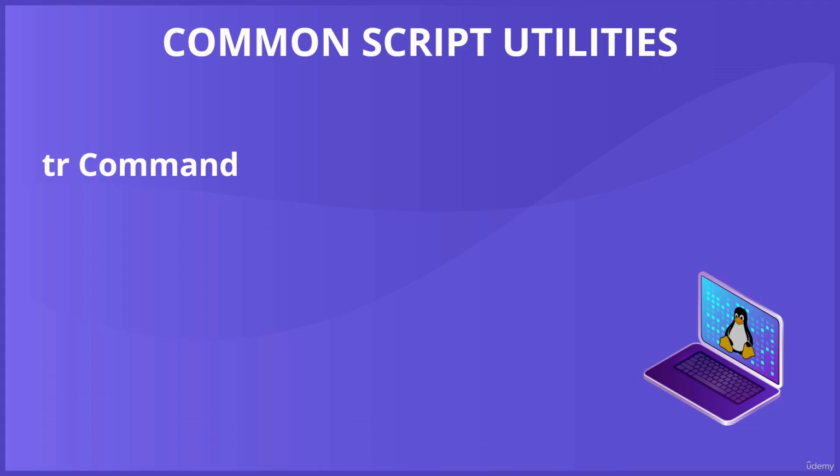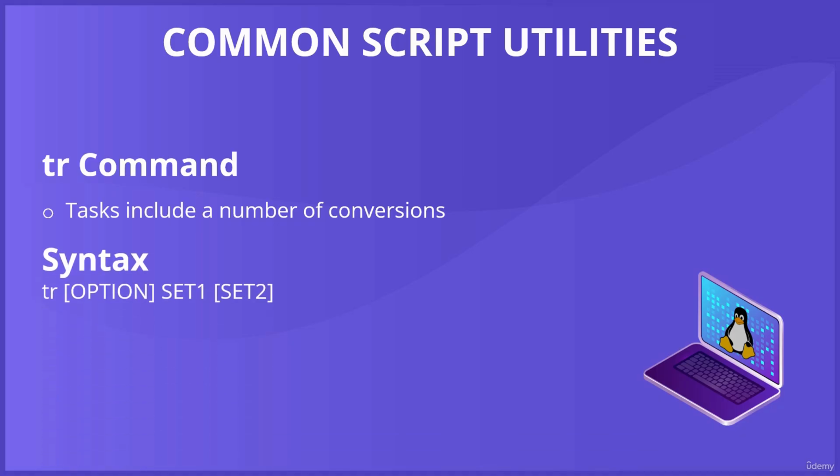So I want to continue on with the tr command. In Linux, another command line utility is tr. The tasks will include a number of conversions, such as translating characters like uppercase to lowercase, squeezing duplicate characters, deleting certain characters, and some basic find and replace processes thrown in for a bonus. All right, so the syntax of the command goes like this: tr [option] [set 1] [set 2].